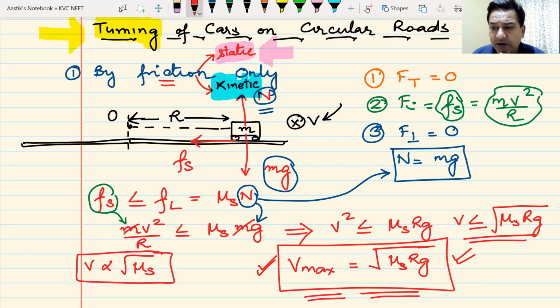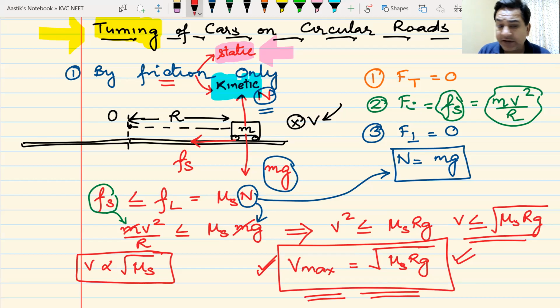Well, I hope all of you have noted this down. The only thing that you have to remember is the value of v max. Everything else is just of little use to you. Let us move on to the next thing.